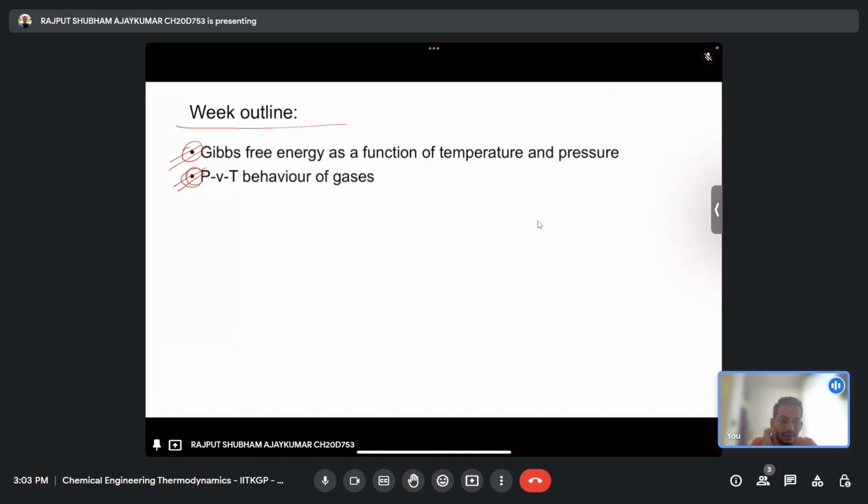Like the ideal gas equation, there are non-ideal equations of state. They consist of four different equations: Van der Waals, Redlich-Kwong, Soave-Redlich-Kwong, and Peng-Robinson. So we'll be discussing this in week 4 and week 5 as we proceed with the lecture contents.